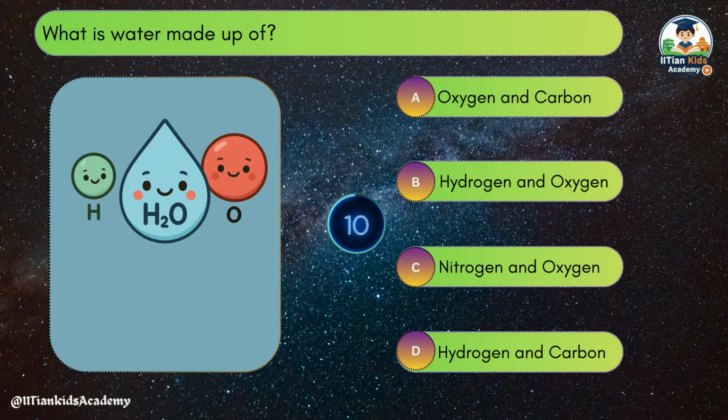Here you go. Think fast, your time starts now. What is water made up of? Option A: oxygen and carbon. Option B: hydrogen and oxygen. Option C: nitrogen and oxygen. Option D: hydrogen and carbon.